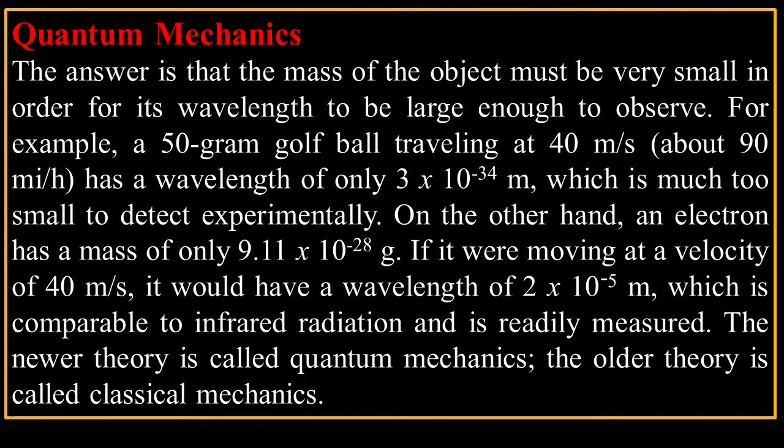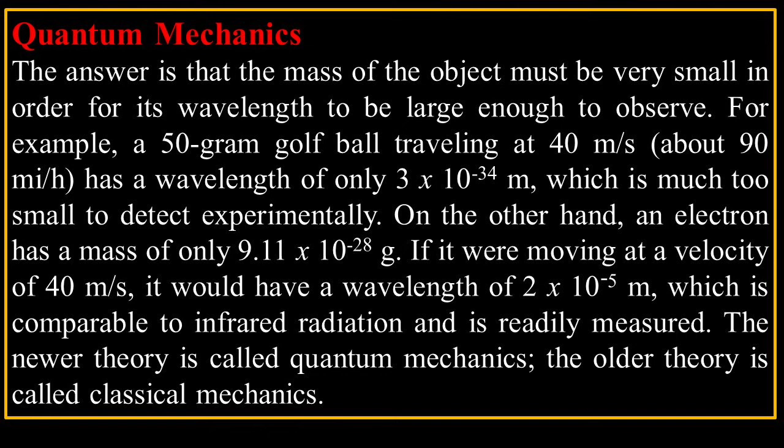The answer is that the mass of the object must be very small in order for its wavelength to be large enough to observe. For example, a 50 gram golf ball traveling at 40 meters per second, about 90 miles per hour, has a wavelength of only 3 times 10 to the negative 34th meter, which is much too small to detect experimentally.